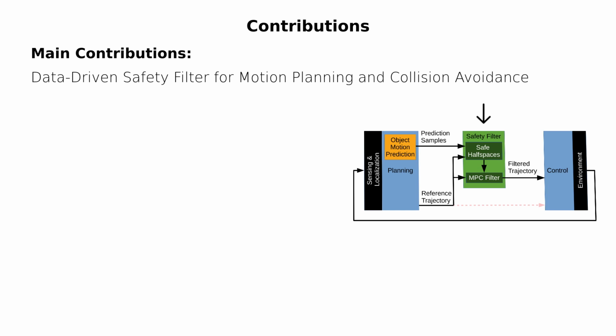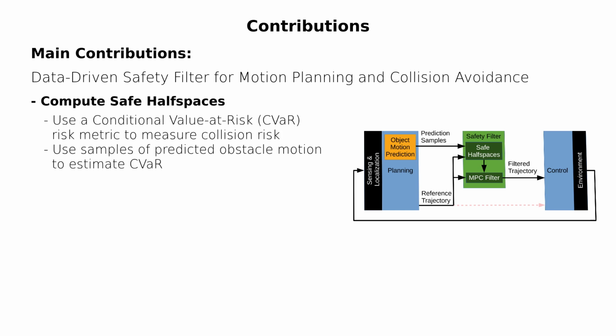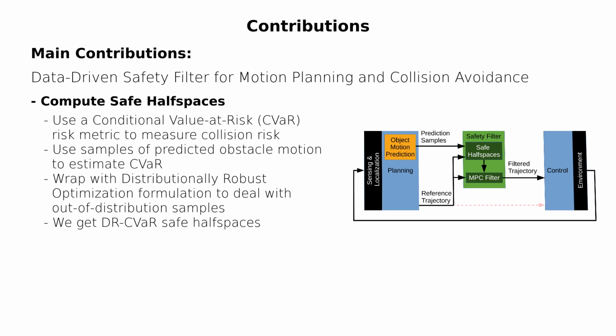Our proposed safety filter has two steps. First, we compute safe half-spaces. We use a conditional value at risk, or CVaR, risk metric to measure collision risk. We use samples of predicted obstacle motion to estimate the CVaR. Then we wrap this with a distributionally robust optimization formulation to handle out-of-distribution samples. This gives us dr-CVaR safe half-spaces.